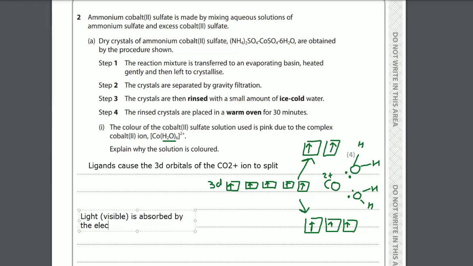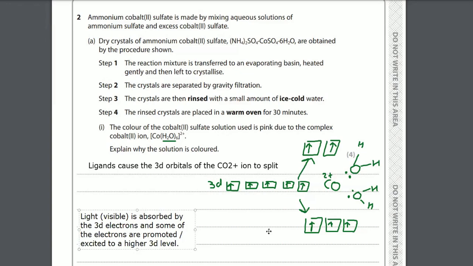Now we're talking about visible light. What is visible light? We're talking red light, orange light, yellow light, green light, blue light, indigo, and violet. We're not talking about infrared or ultraviolet light beyond the visible spectrum here. We're talking about photons of light. You can mention that if you like. They're absorbed by the electrons and they move up to a higher level.